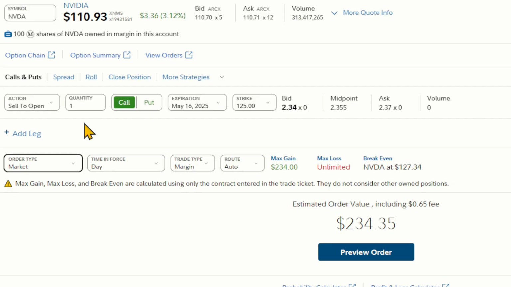But for simplicity, let's use market pricing, and that would generate about $234 for selling this call option, what we're going to call a covered call. Again, it's called a covered call because we have 100 shares. We've got those shares covered in our account, and we're selling a call option.